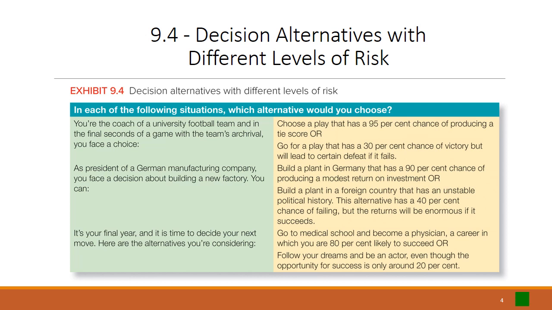Let's take our last example in sport. Imagine you're the coach of a team, and in the final seconds of the game, with your team's arch rival, you face a choice. Do you choose a play that has a 95% chance of producing a tie score, or do you go for a play that has a 30% chance of victory, but will lead to certain defeat if it fails? Perhaps your answer to this last question will be impacted by the fact that it's your arch rival and not just any team that you're competing with.